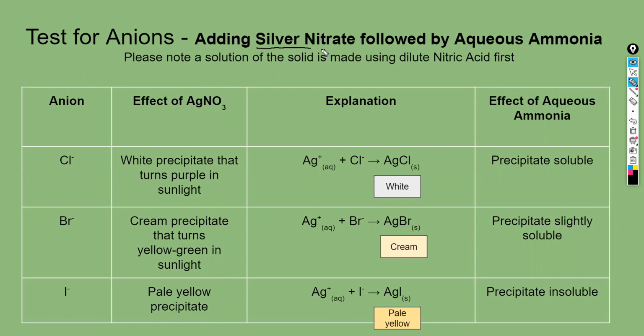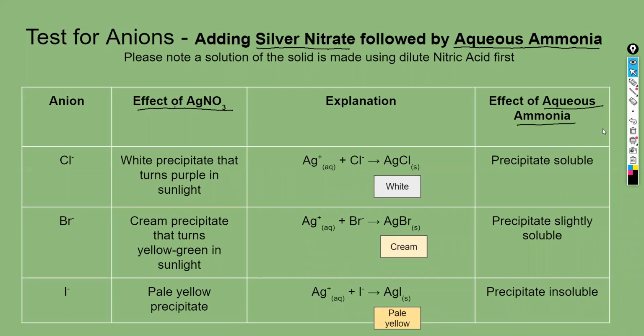You're going to add something called silver nitrate, and after you add the silver nitrate, you're going to add aqueous ammonia. Now, look at the three different colors you could get. You could get white, cream, or pale yellow. And remember, you have to keep the order correct. You're going to add what first? The silver nitrate. And this is everything you can expect to see when you add the silver nitrate. Only afterwards do you add the aqueous ammonia.